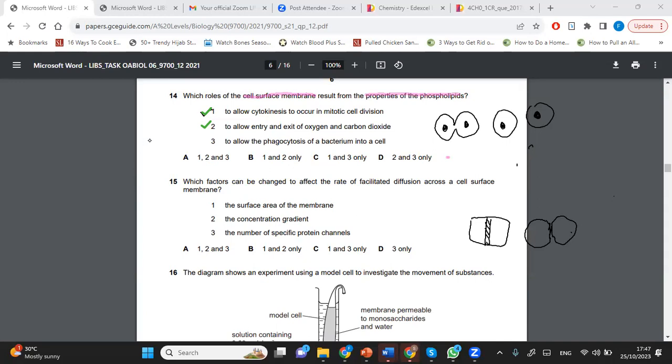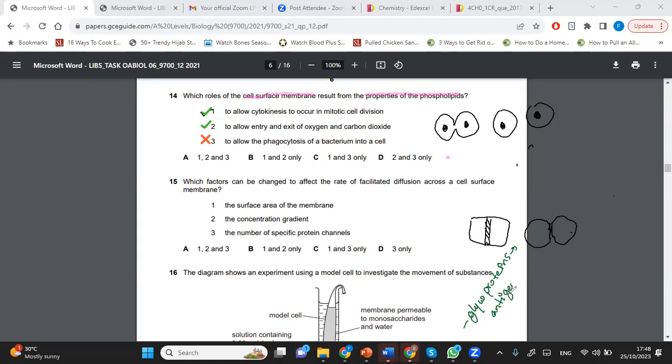No. Phagocytosis is actually not a function of phospholipids. It is a function of the cell membrane, but not specifically phospholipids. Remember, on the cell membrane, what do we have? We have glycoproteins and glycolipids. What was one of the uses of glycoproteins and glycolipids? I told you different functions of glycoproteins and glycolipids. One of the important functions was that they act as antigens.